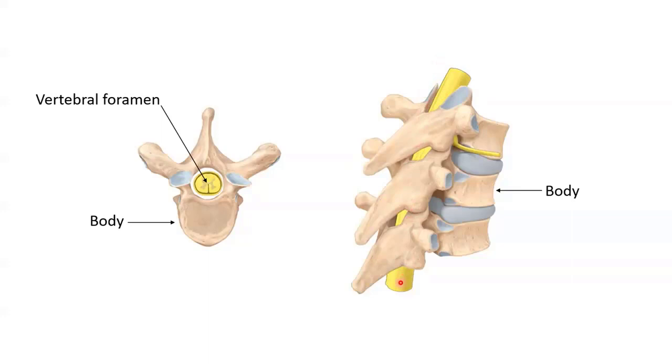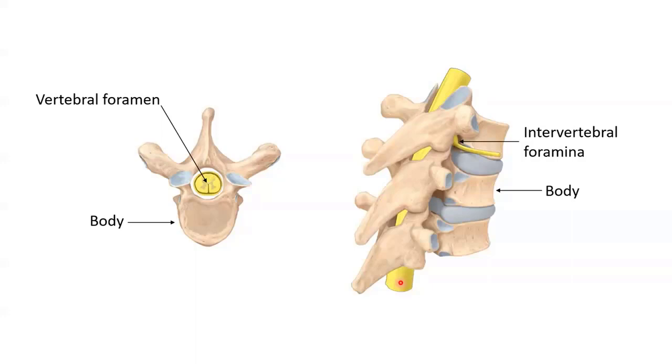When all of our vertebrae are lined up on top of each other, we also have another set of holes. These are called our intervertebral foramina. So inter referring to in between, vertebral, the vertebra, and then foramina referring to multiple holes.